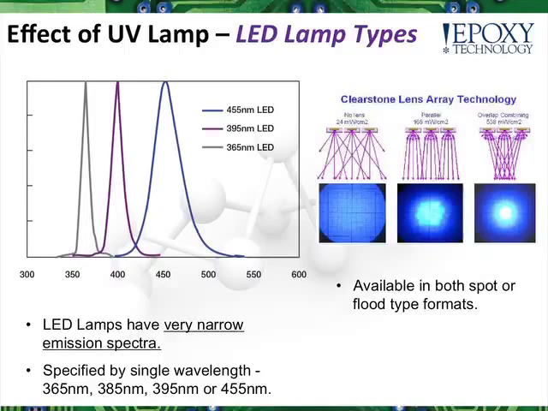LEDs are quite different in their output spectrum. You can see here three of the most common LEDs, the 365 nanometer, the 395 nanometer, and the 455 nanometer. You can see in each of those graphs that the spectrum of output is very narrow. This can have some benefits in terms of depth of cure, but that very narrow spectrum does not fully activate the photoinitiator packages we utilize. If I had to pick one of those LED lamps, typically the 365 nanometer is going to be closer to the photoinitiators that we use.